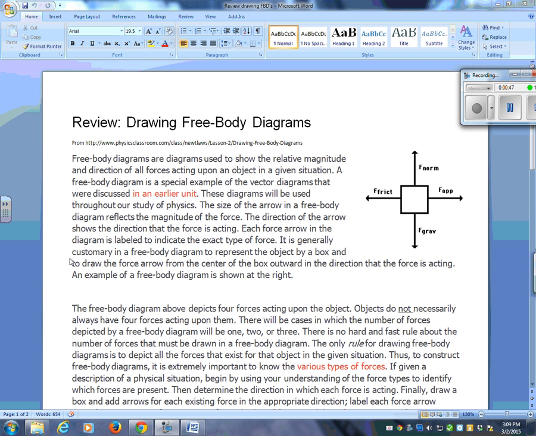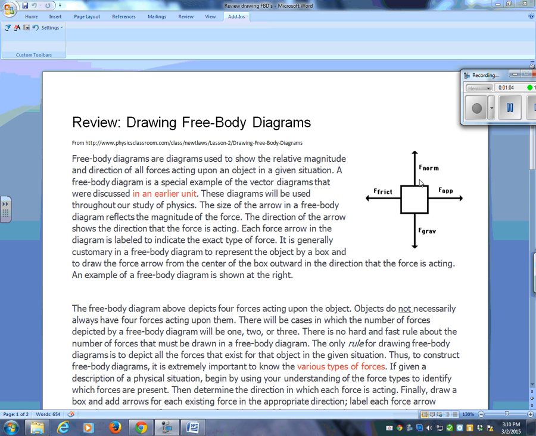It's generally customary in a free body diagram to represent the object by a box and draw the force arrow from the center outward in the direction that the force is acting. Here's an example right here. Again, it's customary to draw them away from. So here we have an FAPP. What do you think FAPP stands for? Applied. Applied force, exactly. I like to just write that as FA, the applied force.